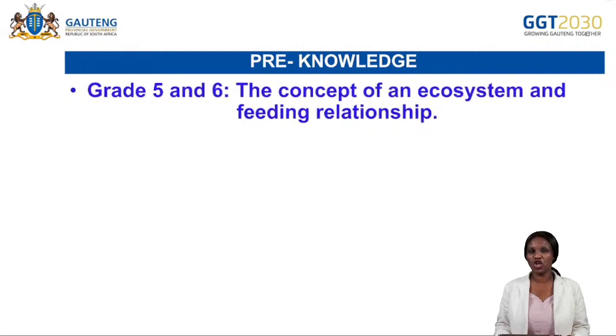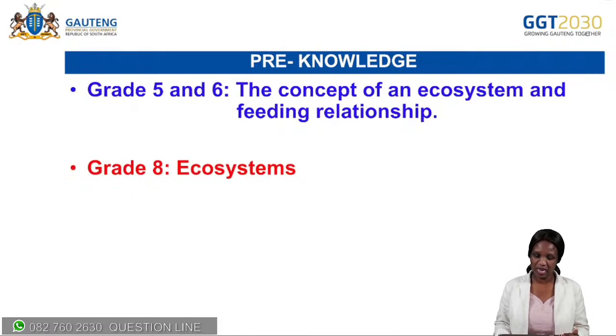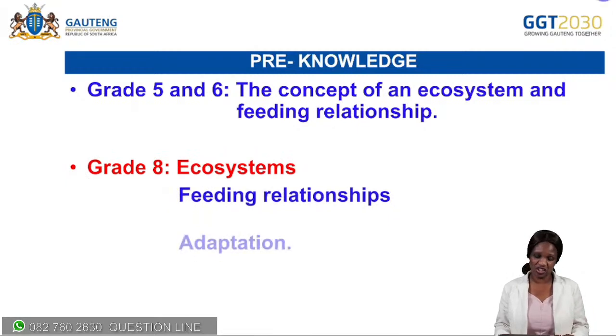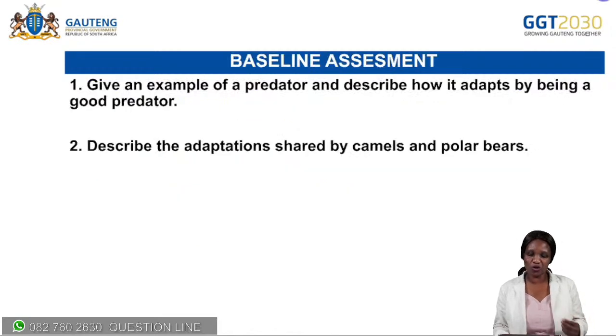Let's look at pre-knowledge. When we are talking about pre-knowledge, this is the knowledge that we already have. This is prior knowledge. This is what we have learned in the previous grades. Remember, when you're in grade 5 and 6, you did the concept of an ecosystem and feeding relationships. And then in grade 8, we've already covered ecosystems, even the feeding relationships. And last lesson, we did adaptations. You still remember adaptations. The gradual change that happens over time. That's what we were focusing on. This is the foundation of today's lesson. All right. Our lesson is going to build up from this one.